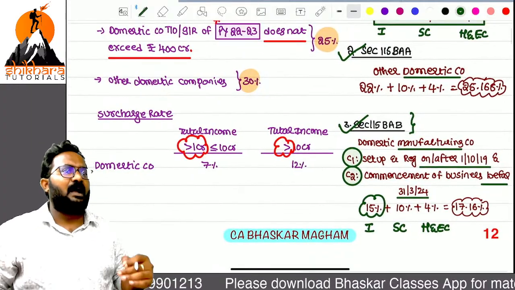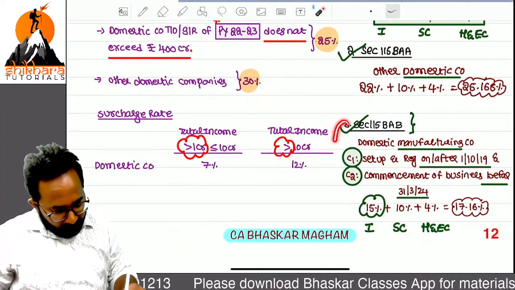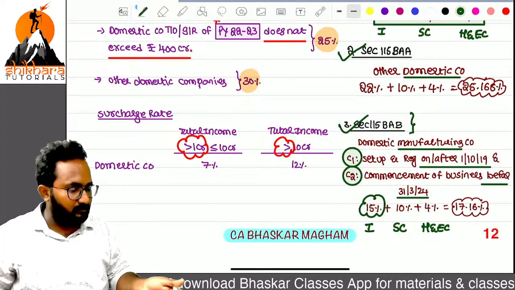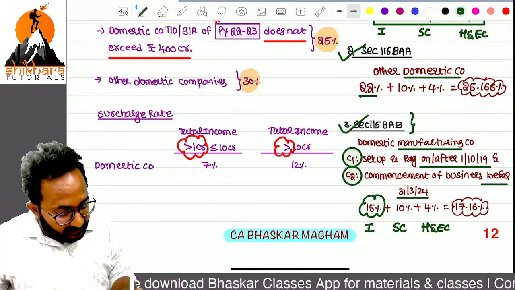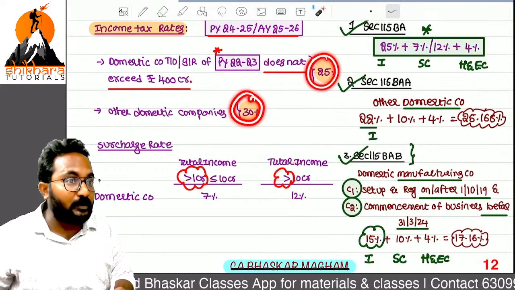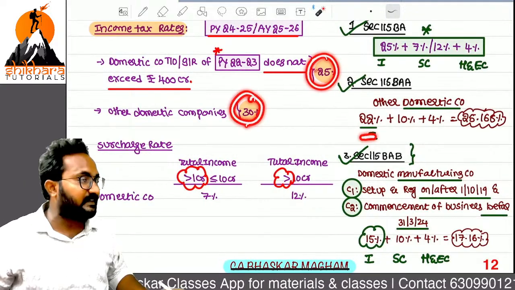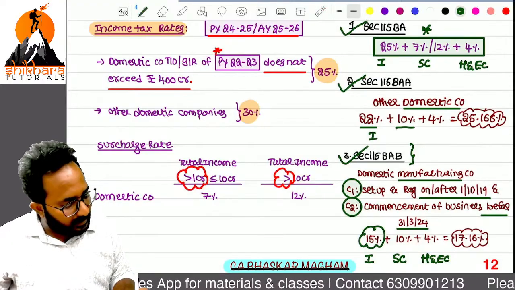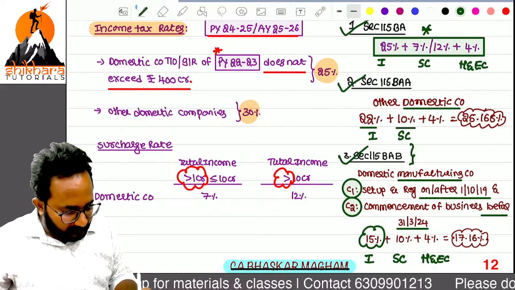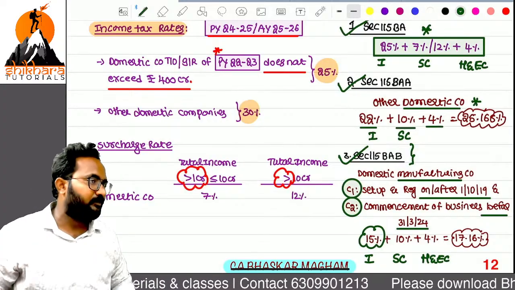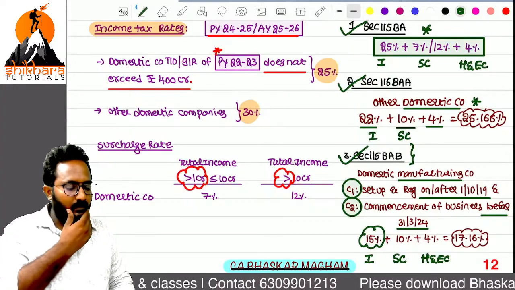But for other than these companies, meaning service oriented, etc., not manufacturing, what is the income tax rate? 22. But it is also a concession. Instead of 25 or 30, how much are we asking? 22. But surcharge is fixed, how much? 10%. Yes. Next, health and education cess is 4%. Altogether, please calculate and tell me.